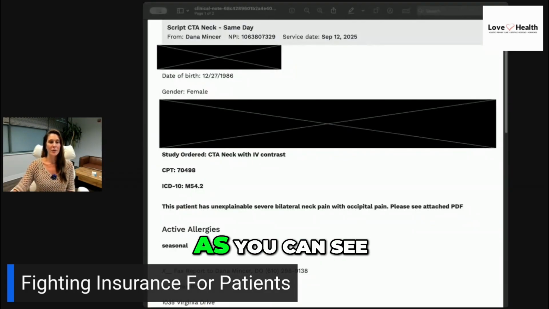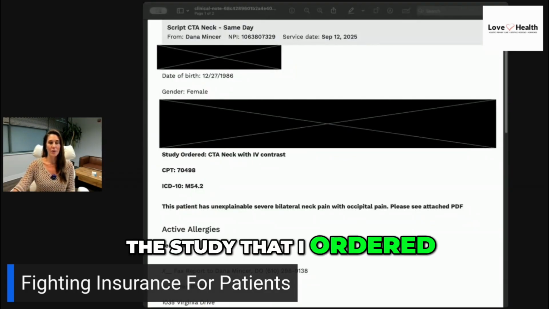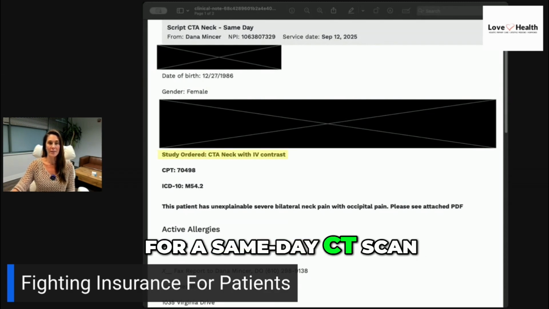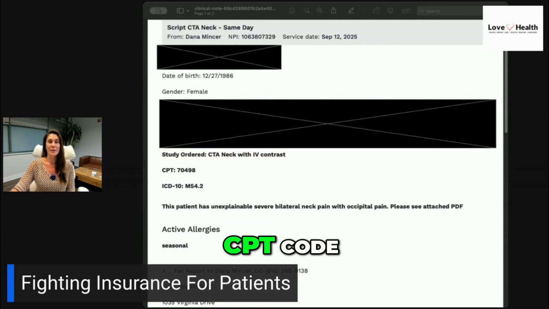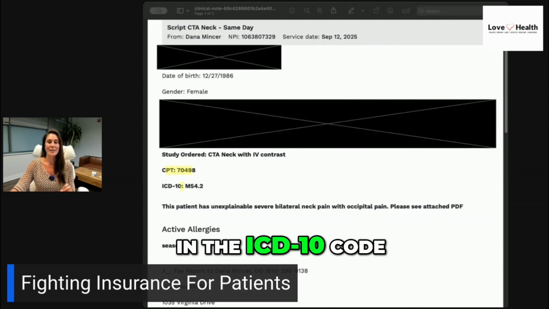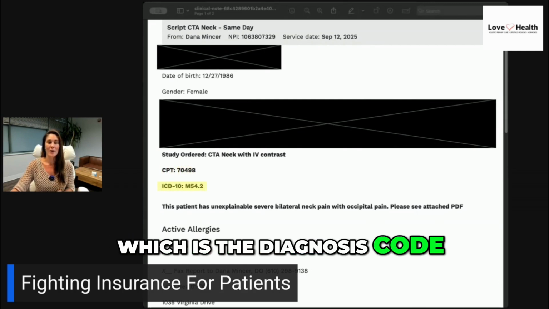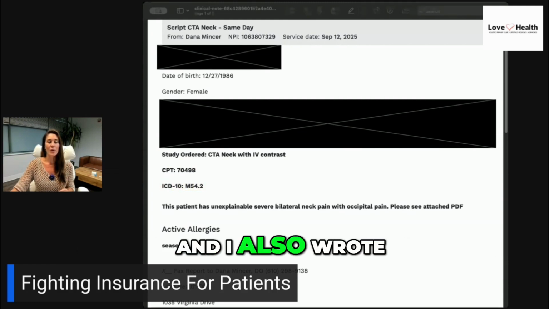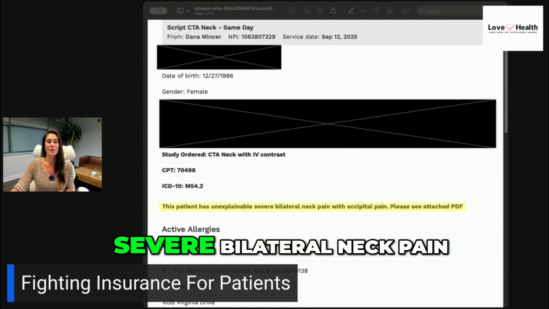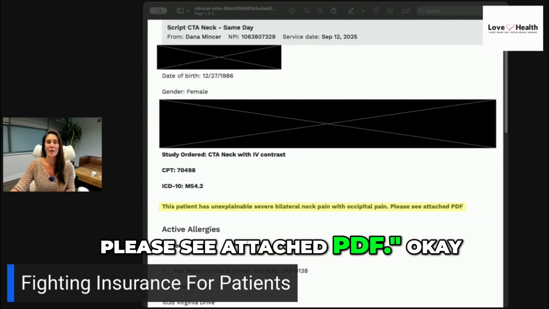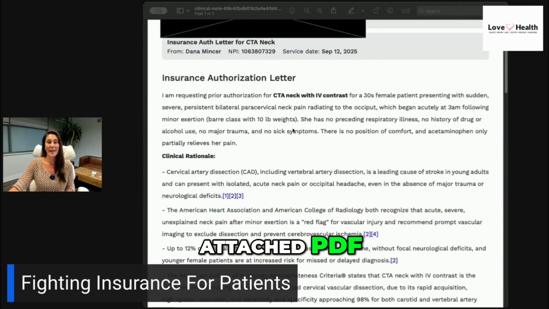It contains, as you can see, the study that I ordered, the CTA neck with IV contrast, and I wrote it for a same-day CT scan. I put in the CPT code, which is the procedure code, and then I put in the ICD-10 code, which is the diagnosis code, and that represents cervical pain. And I also wrote, this patient has unexplainable severe bilateral neck pain with occipital pain. Please see attached PDF. Okay, so this is my attached PDF.